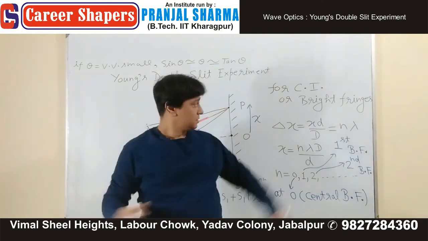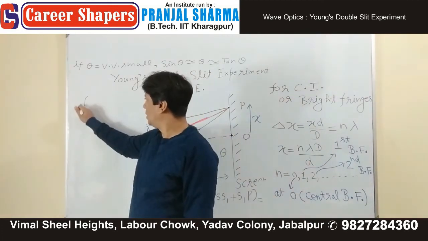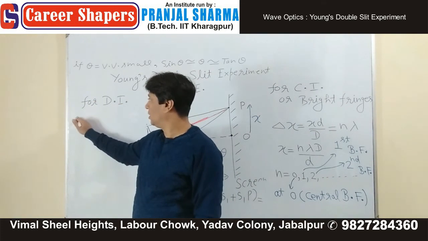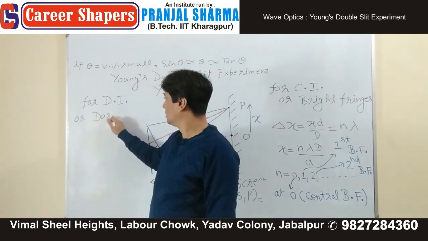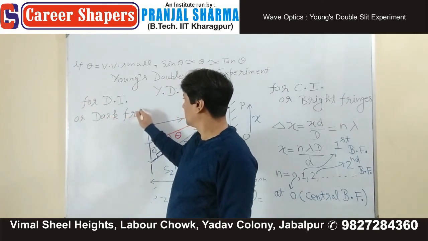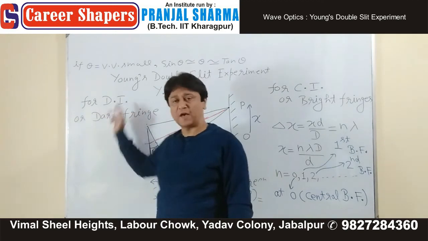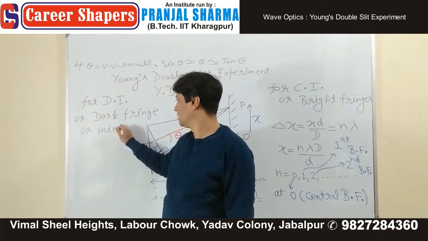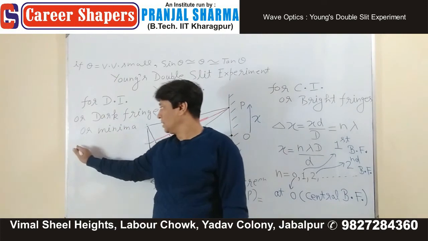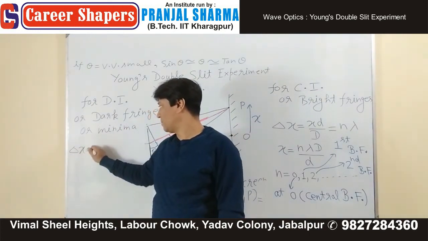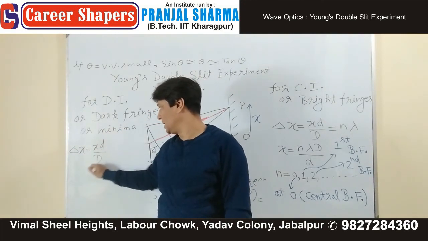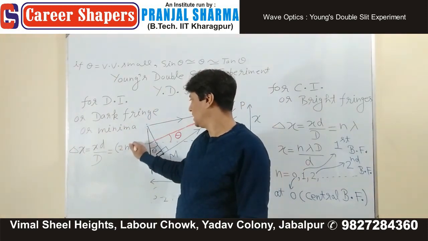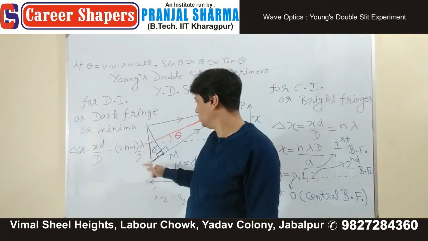Look, this was for constructive. For destructive interference or dark fringe or minima, delta x, which is given by x small d upon capital D, was what? 2n minus 1 lambda by 2.